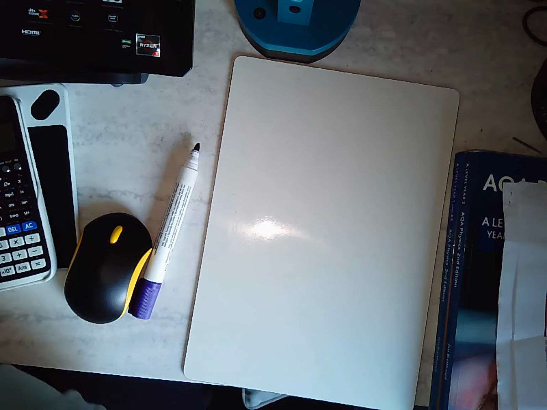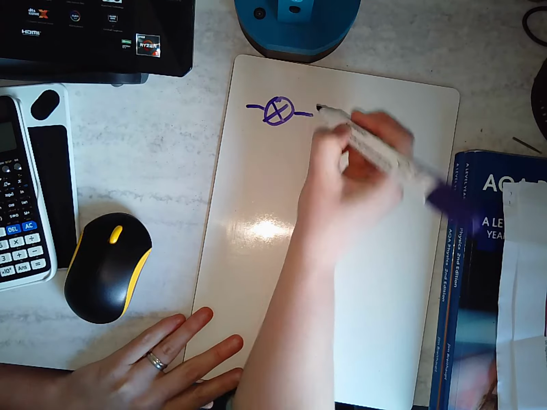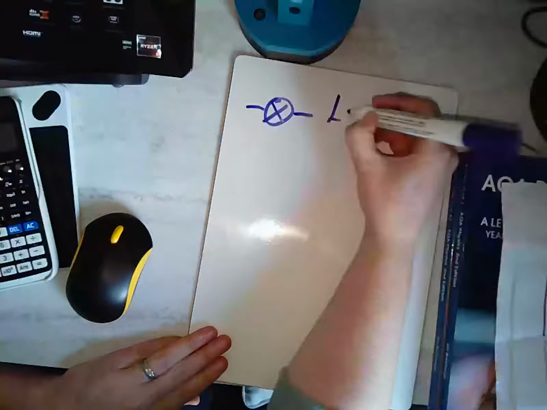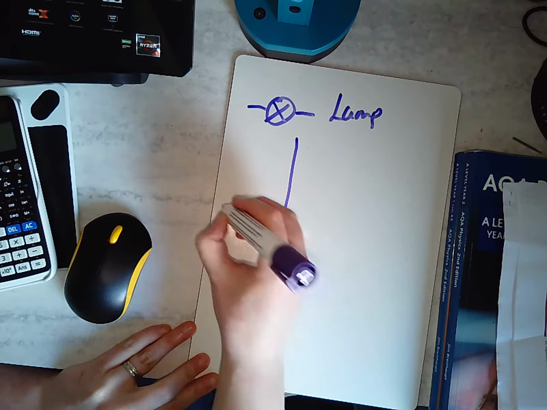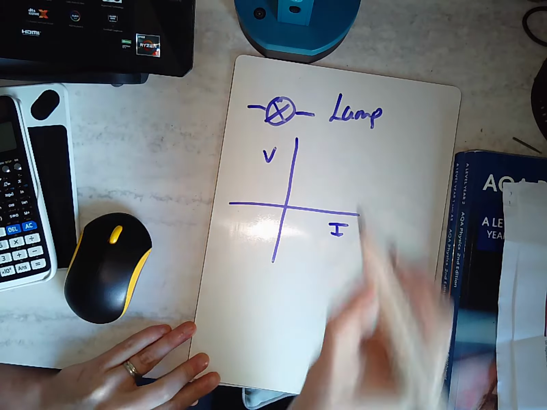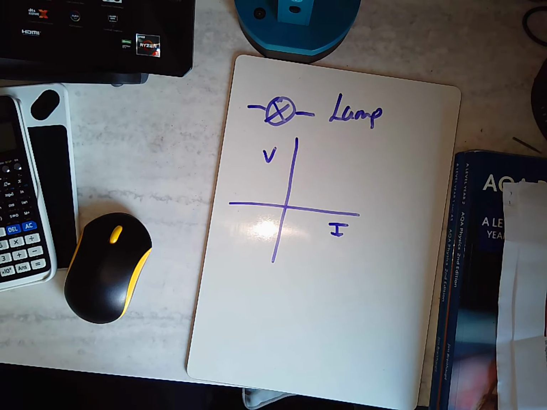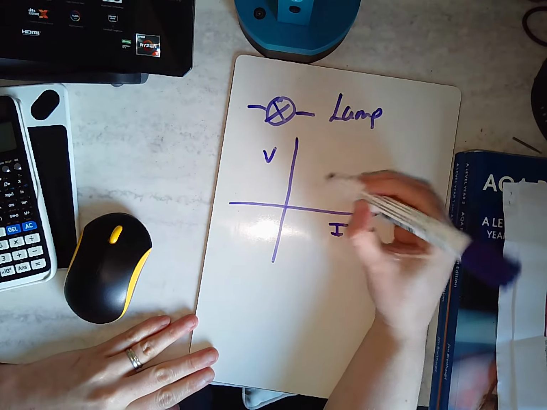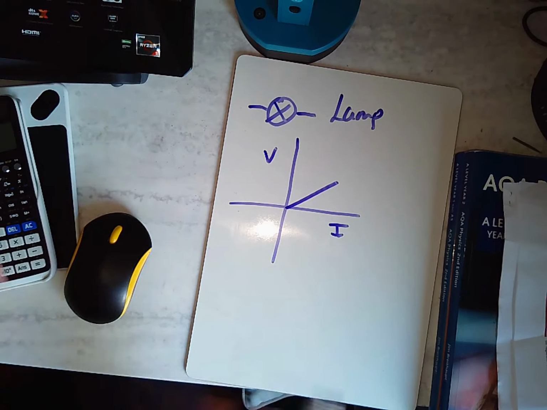Another symbol, which is a bit strange, and was actually the one I had a minute ago, is a lamp. Lamps are strange. This is a lamp. If I draw the current and the voltage here, when the particles in them start vibrating, because they're giving off light, you actually do get this at the start. It does behave like a resistor.